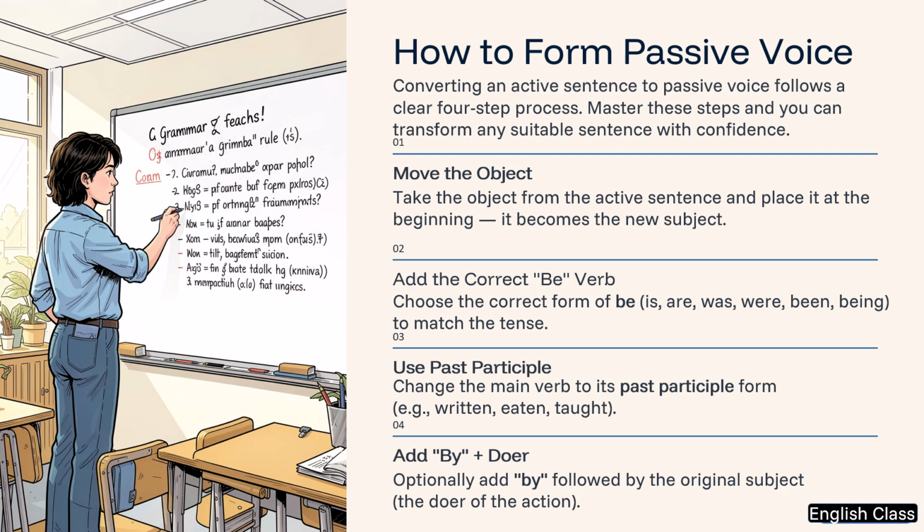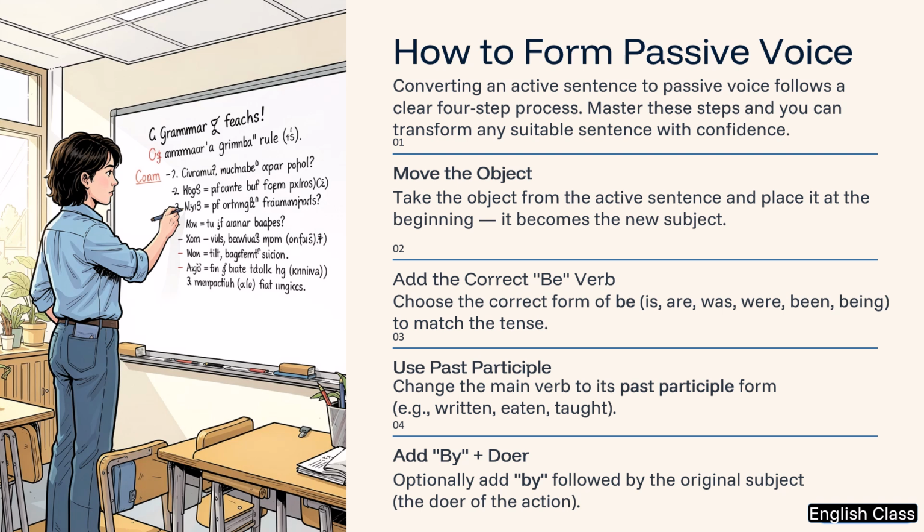How to form passive voice? How do we form passive voice? We form passive voice by converting an active sentence to passive voice following a clear four-step process. Master these steps and you can transform any suitable sentence with confidence. Now I need you to follow carefully. Number one, move the object. The first thing you do is to move the object. Take the object from the active sentence and place it at the beginning. It becomes the new subject.